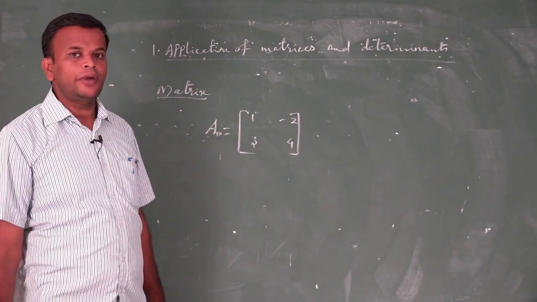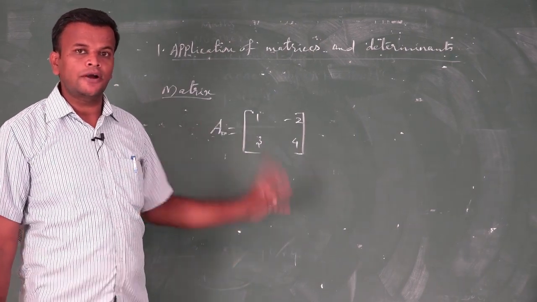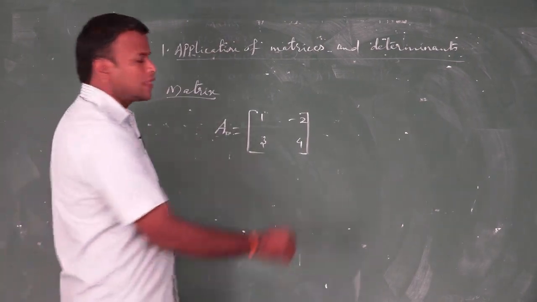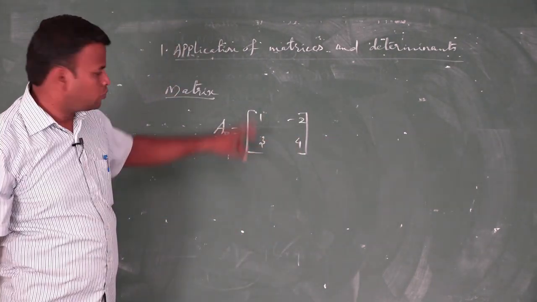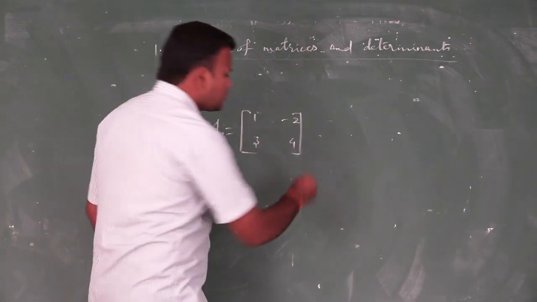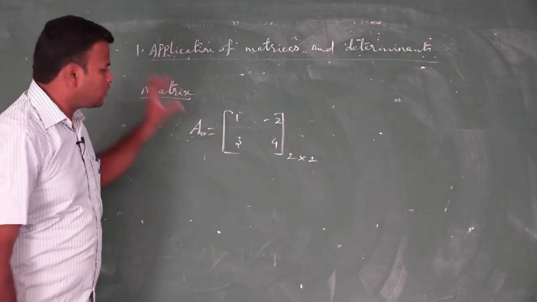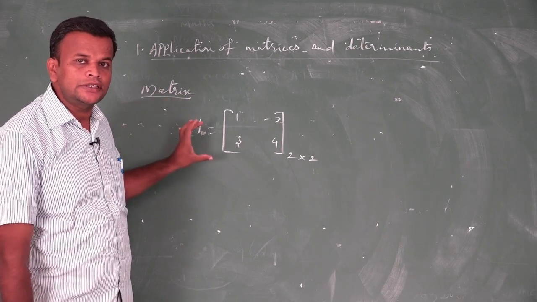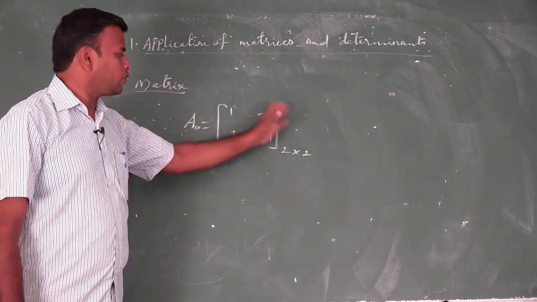What is the order of the matrix? Order means how many rows and how many columns it has. It has 2 rows, 1, 2. And how many columns? Same, 1, 2. So we write the order as 2 by 2. Okay, it's called a matrix. So a matrix is nothing but a collection of some elements. We arrange the 4 elements.